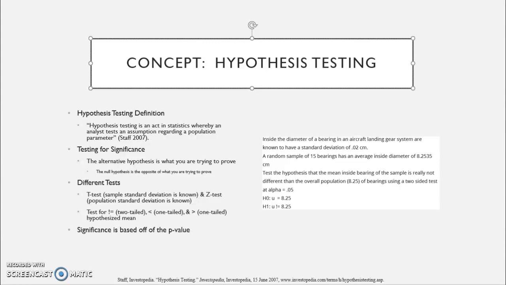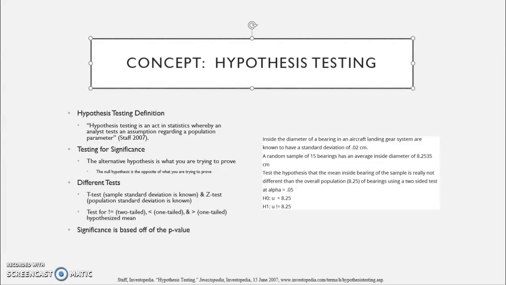And we also have tests to see if the population mean is not equal to the hypothesized mean, which is two-tailed. We have the population mean is less than the hypothesized mean, which is one-tailed. And we have the population mean is greater than the hypothesized mean, which is also one-tailed. So again, significance is based off of the p-value.